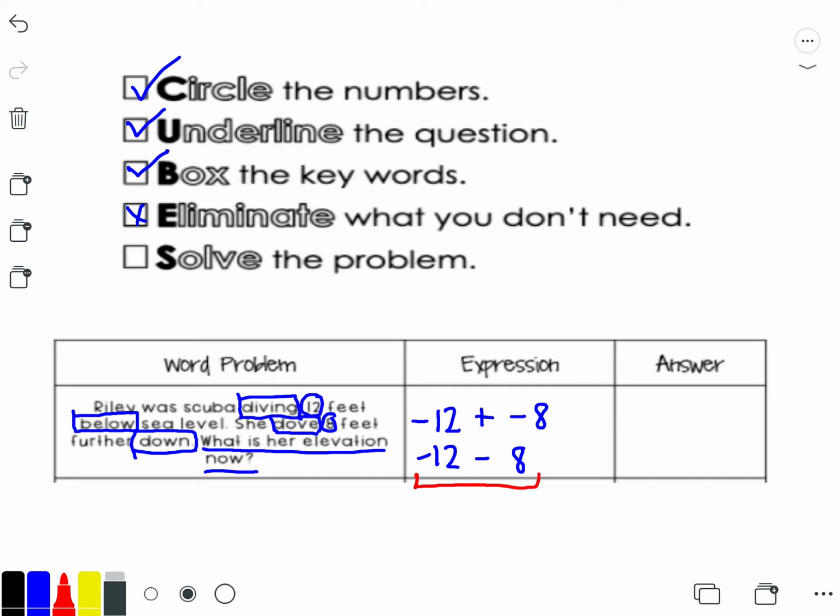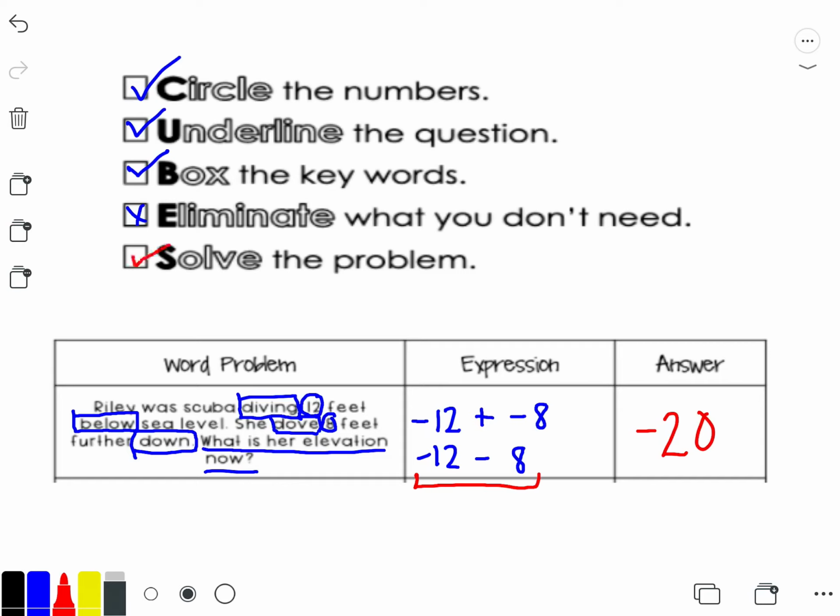Now let's go ahead and think about our answer. So same signs, add and keep. Different signs, subtract. So we have the same signs. So I want you to go ahead and add and keep and tell me what your answer would be. Good job. So your answer would be negative 20. So that means what is her elevation now? So Riley's elevation now is negative 20 feet. Or you can put it in a complete sentence and say Riley's elevation now is 20 feet below sea level, because we know she's below, which is a negative, below sea level. All right, good job. So we solved the problem.